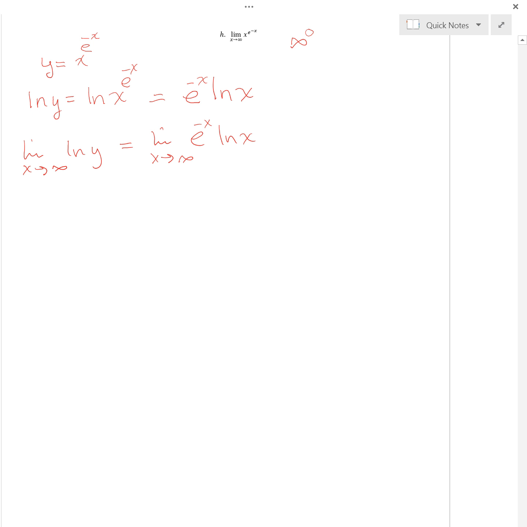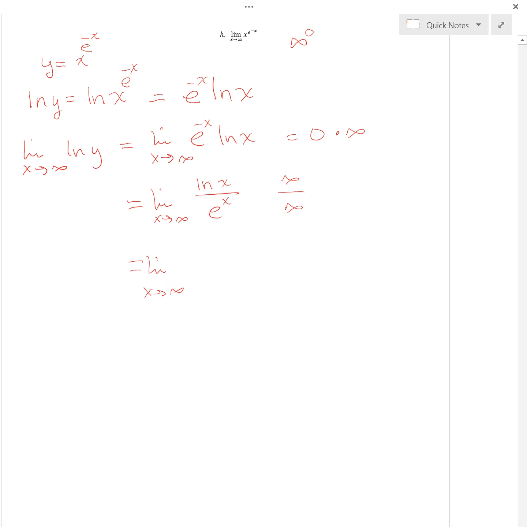E to the negative x, we said, goes to 0. Ln of infinity would go to infinity, so we're still in that 0 times infinity form. So to get it into the form we need for L'Hopital's rule, we're going to put that e to the x in the denominator, make that natural log of x over e to the positive x, right, because that negative exponent puts it in the bottom of a fraction. Now I'm in an infinity over infinity form, and I can apply L'Hopital's rule.